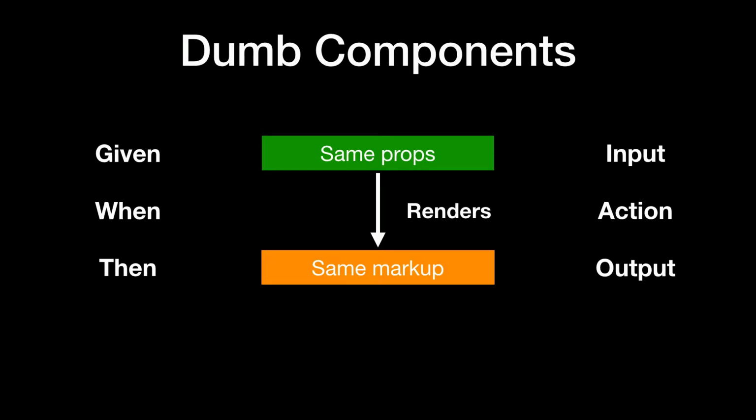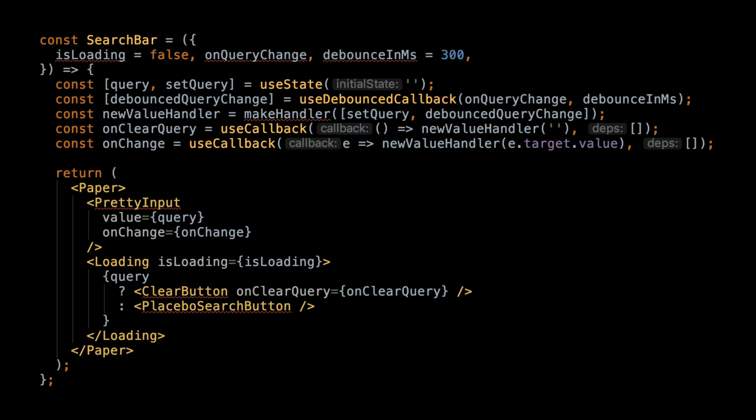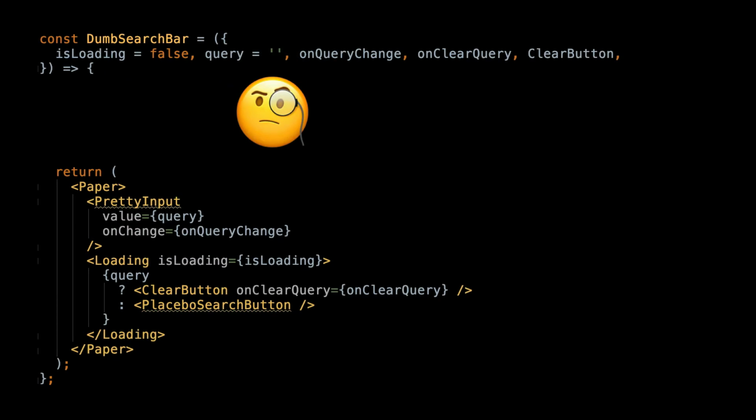So let's refactor that awful component and see where we can use this dumb component concept. We'll bring back our friend, Mr. Monaco. And let's see here. The query is set by this new value handler. And actually, all of that stuff we don't need.